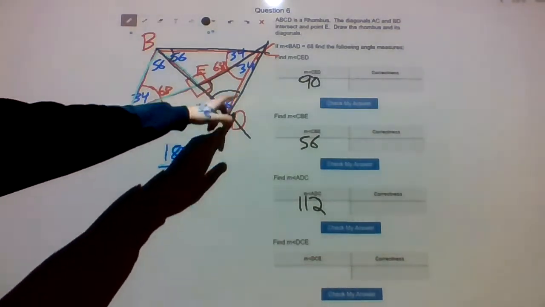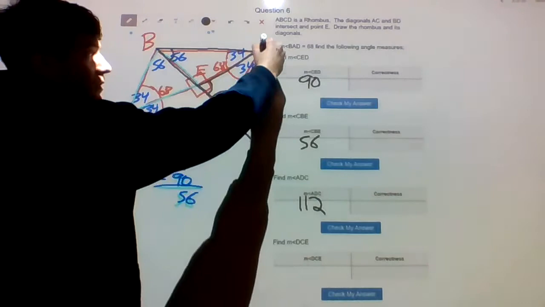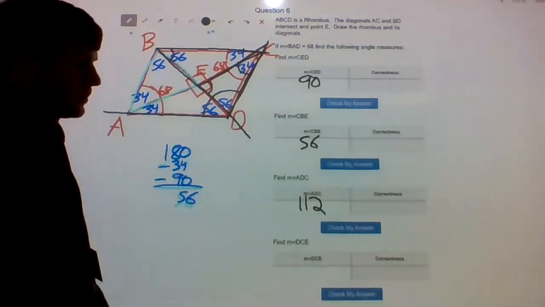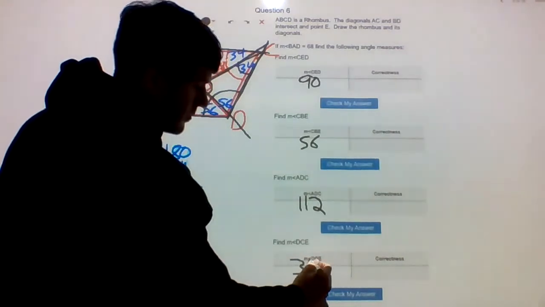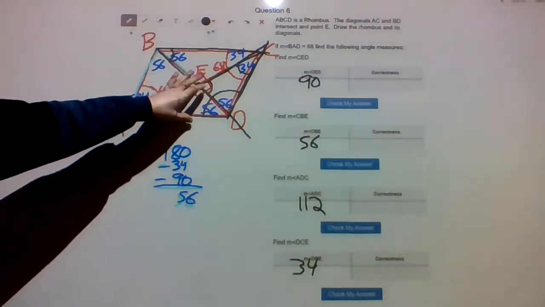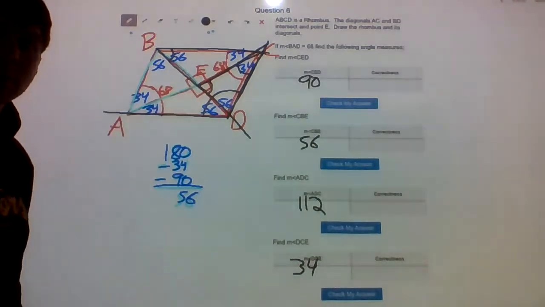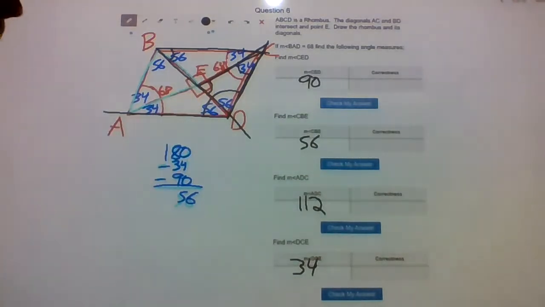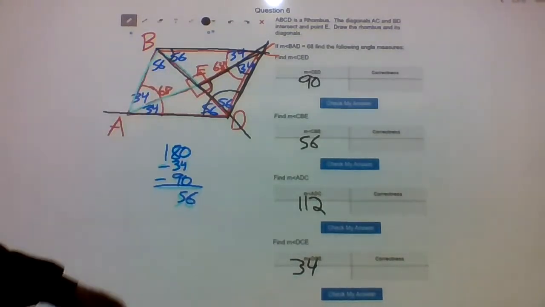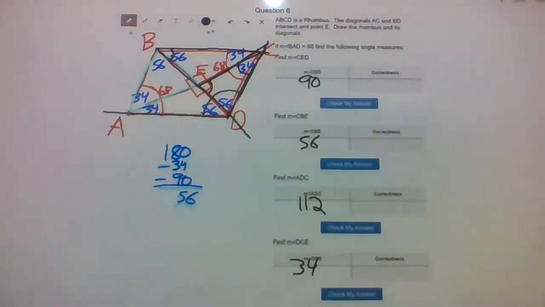And then DCE, here's D, here's C, here's E. So that's going to be 34. And that's what a rhombus is going to look like every time. That pattern's the same. The numbers might change, but the pattern's the same. So it might be 33 and 57. It might be 22 and 68. But the pattern stays the same every time.